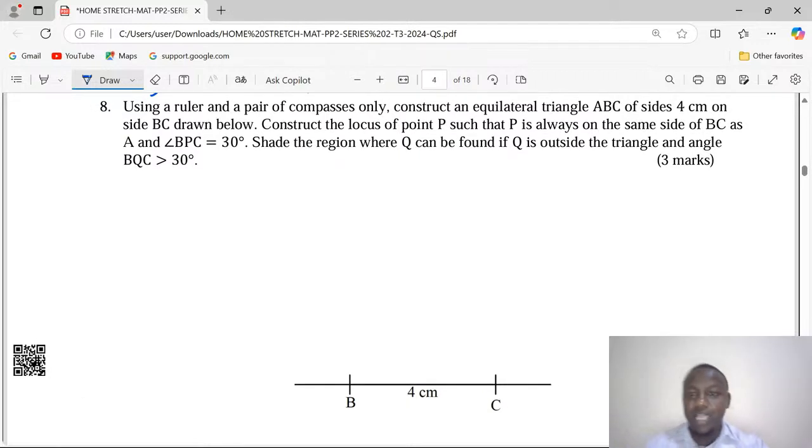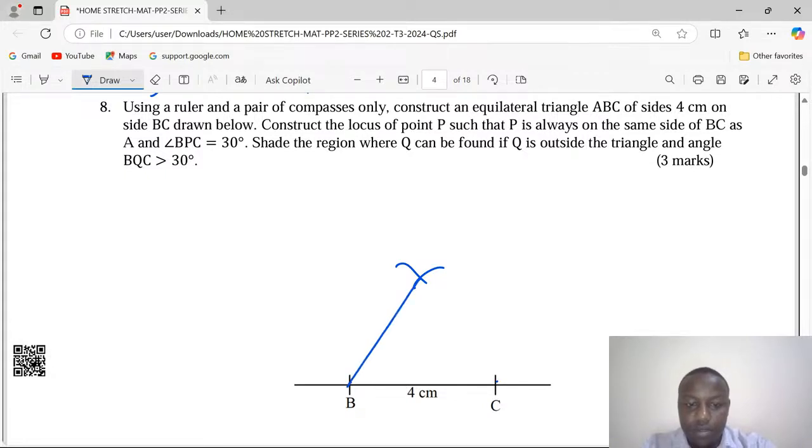Let's begin with the equilateral triangle. Already BC is given. So we are going to use a radius of 4 centimeters to make an arc. And you stand on the other side, you also make an arc using 4 centimeters length. With such, you discover that you are having your equilateral triangle. This is going to be our point A.